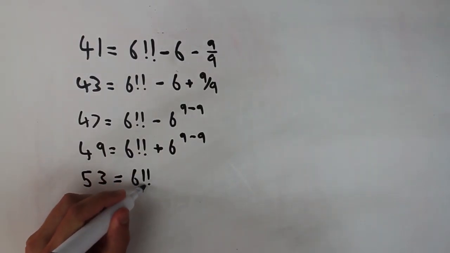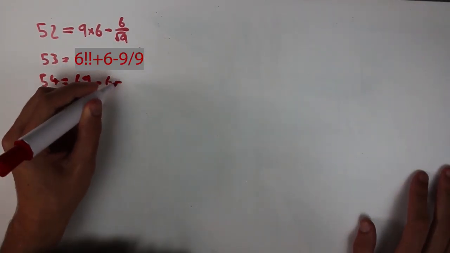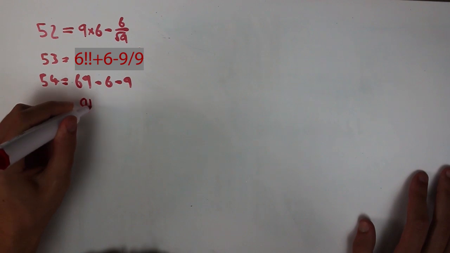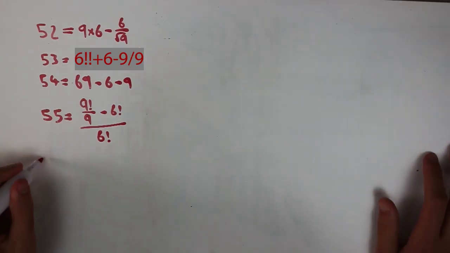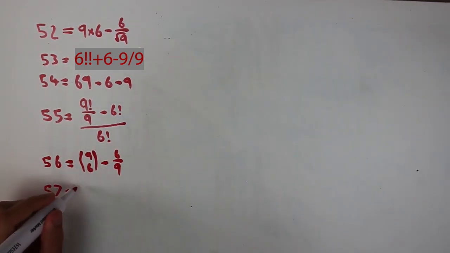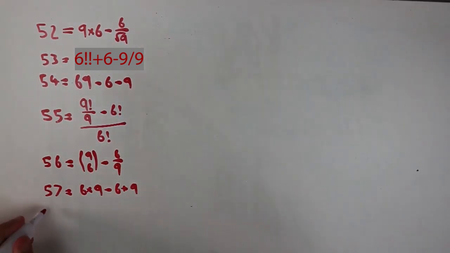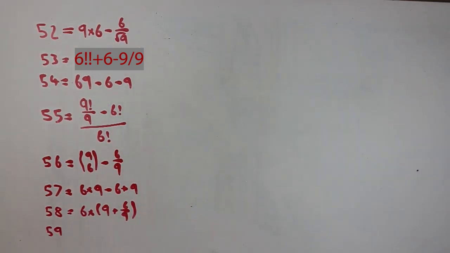53 is 6 double factorial plus 6 minus 9 over 9. 54 is 69 minus 6 minus 9. 55 is 9 factorial over 9 minus 6 factorial all over 6 factorial. 56 is 9 choose 6 minus 6 over 9. 57 is 6 times 9 minus 6 plus 9. 58 is 6 times 9 plus 6 over 9, all in brackets. 59 is 9 minus 6 over 6% plus 9.